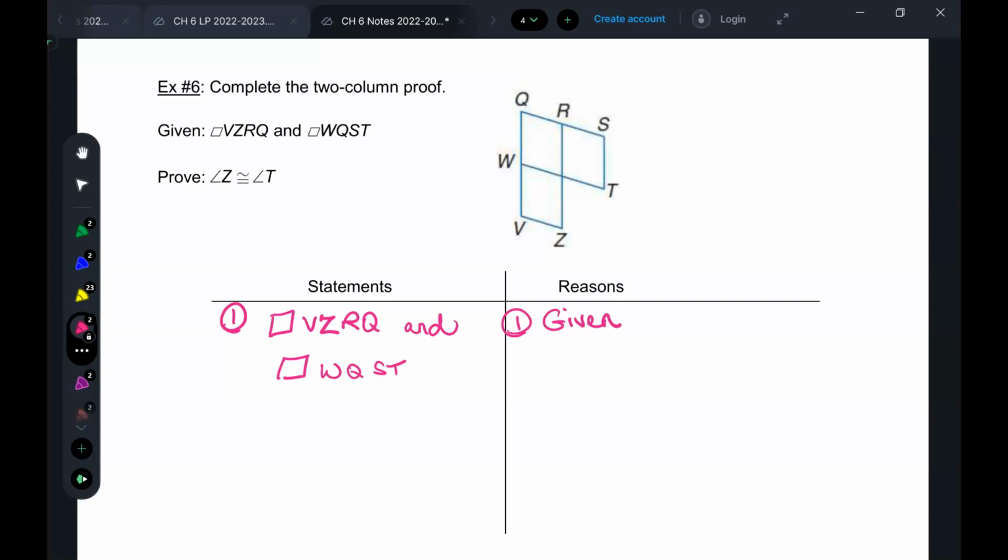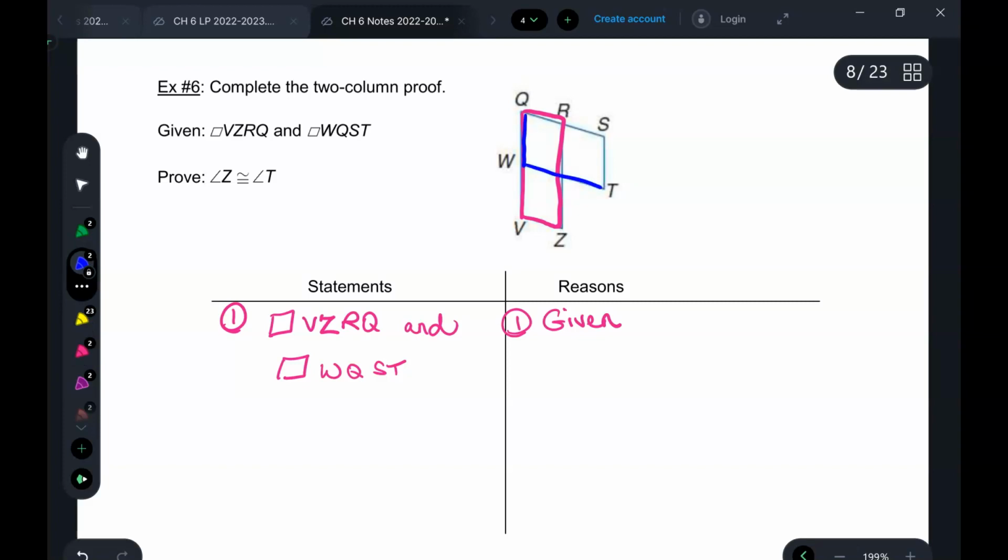So we have WZRQ. I'm going to trace that. So this one and this one. Why am I tracing it? To distinguish between the two, because they're on top of each other. Right, they have some overlap.